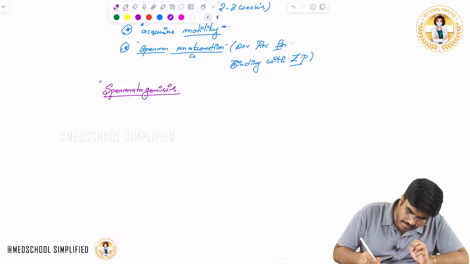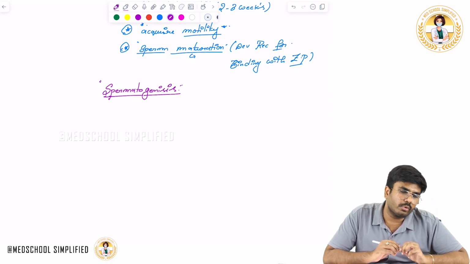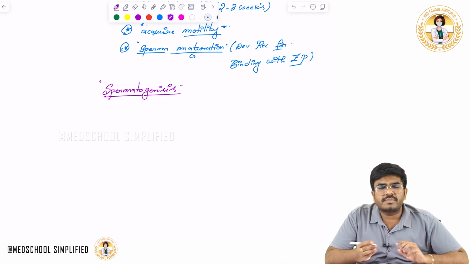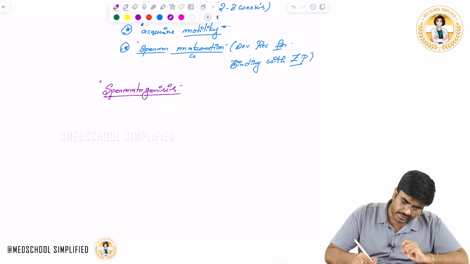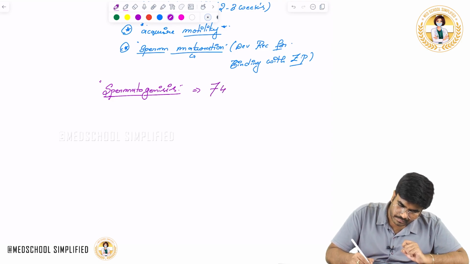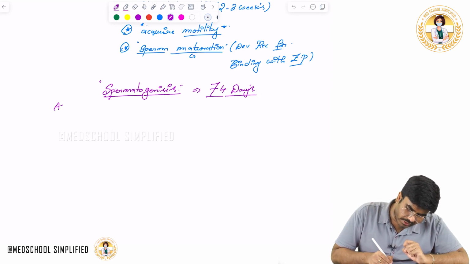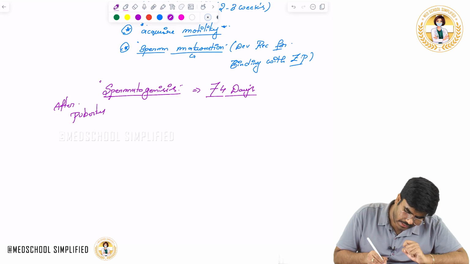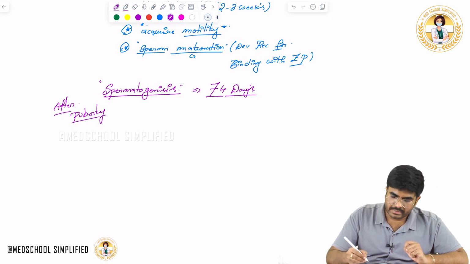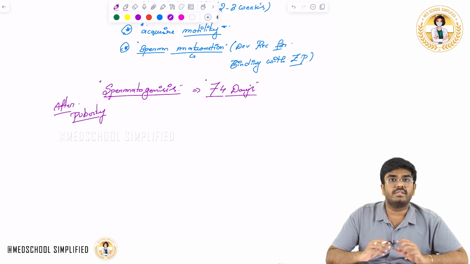For the process of spermatogenesis, starting from the spermatogonium to the spermatozoa, how much time will it take? The duration is going to be somewhere around 74 days. Spermatogenesis starts after puberty. It takes how much time? 74 days.